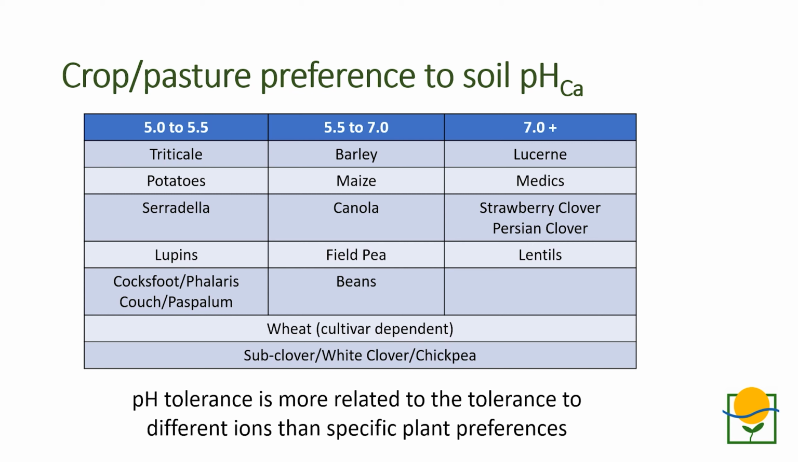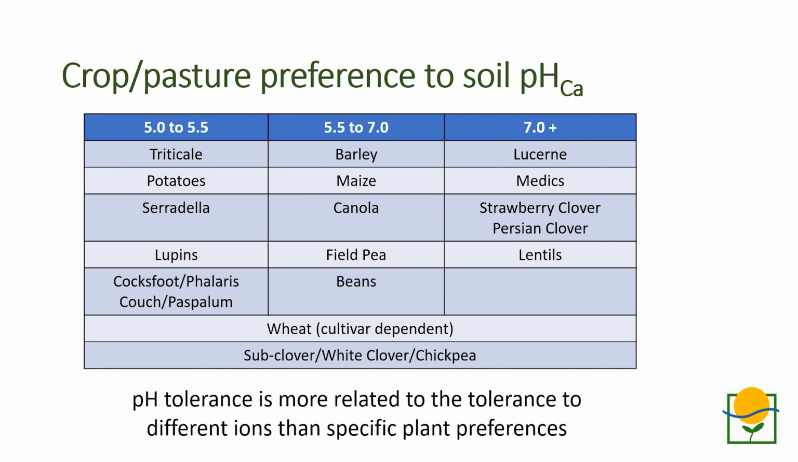One of the reasons we'd want to know about soil pH is that particular crops and pastures are adapted to different levels of soil pH. For example, lucerne and medic are generally better adapted to alkaline soils and subclovers and white clovers. Conversely, crops like triticale and species like ceradella and some of the subclovers are better adapted to lower pH soils.